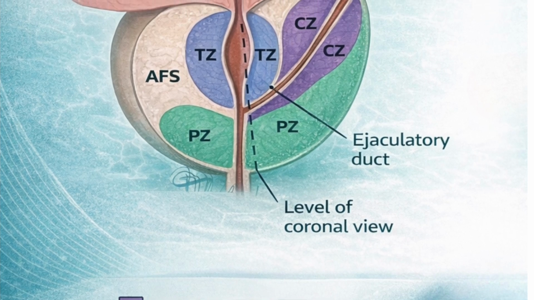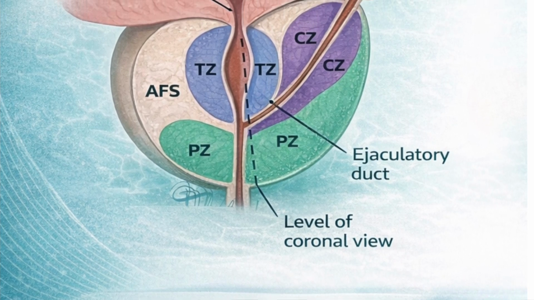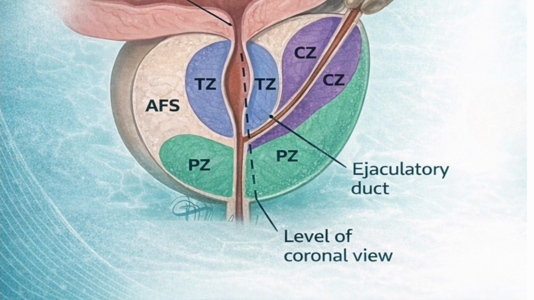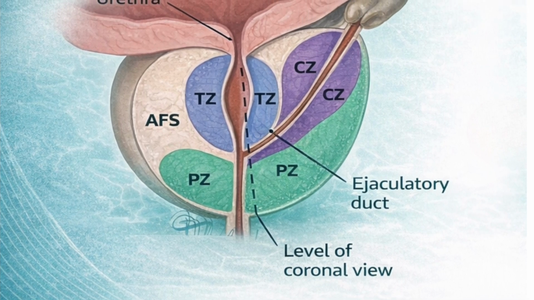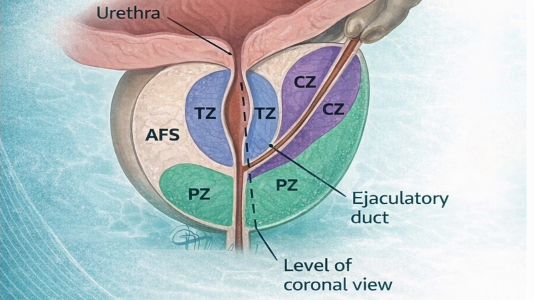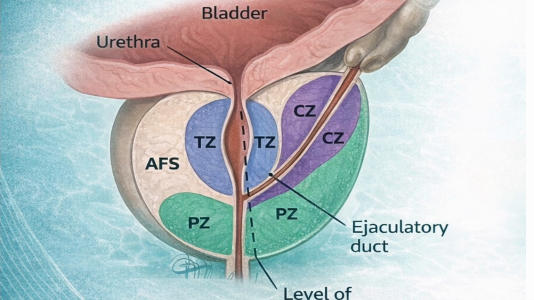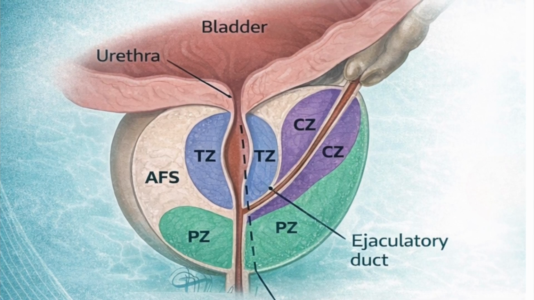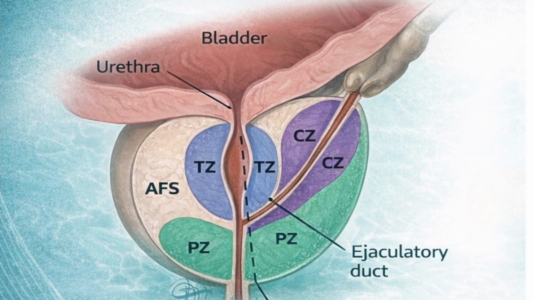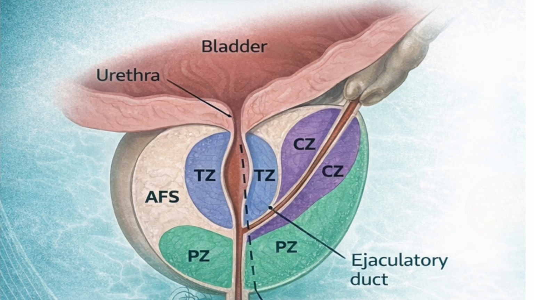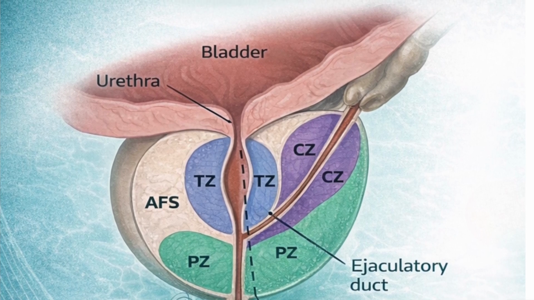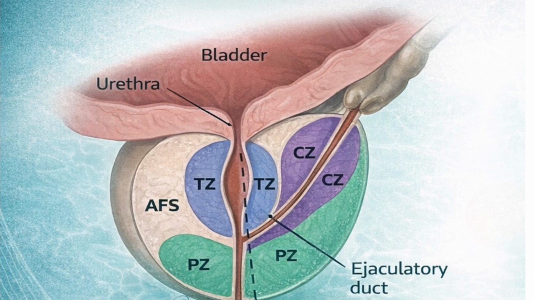The central zone is the one which surrounds the ejaculatory duct. Though this zone is adjacent to the peripheral zone, it is relatively carcinoma resistant. Transitional zone is the periurethral zone, and this zone is the one where BPH is commonly seen. And anterior fibromuscular stroma is a non-glandular area, and so carcinomas are rarely seen here.